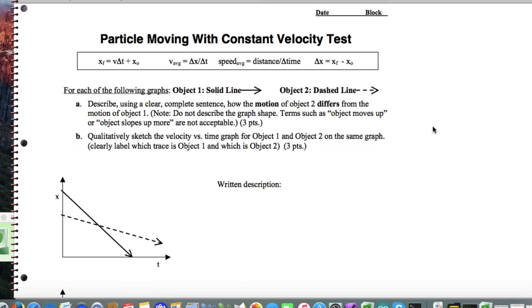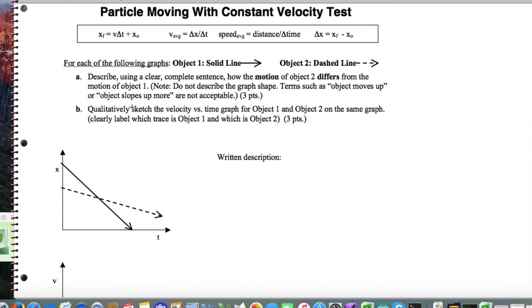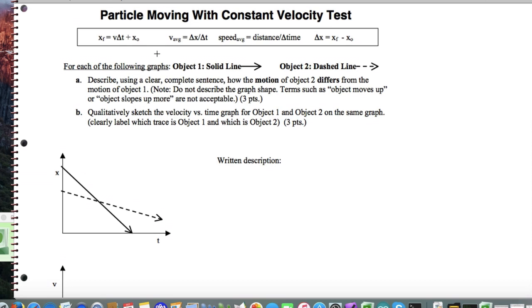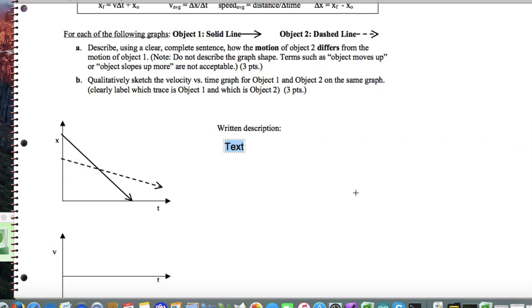Alrighty, I want to give you a little solution guide to your practice exam. So let's go ahead. If you've noticed here, we're labeling the solid object as object 1, and the dashed line is the motion position graph of object 2. What we want to do is carefully describe what's going on. So here's what we'll say.